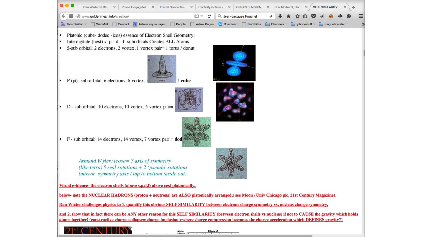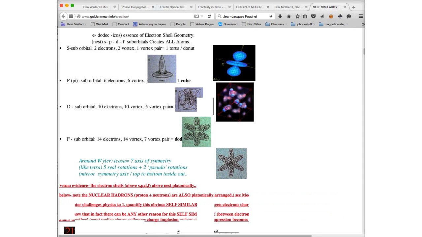And Armand Weiler did a whole bunch of work on that, showing that the tetra 7-axis symmetry with the 2 pseudo-rotations is how the F suborbital works. And we have a whole website about that, 7arrows.net. Anyway, you see the 5-7 pair there, making the 10-14 electrons of D and F suborbitals being icosahedrodeca related. So basically, you could make a good case to say that if you know how platonic solids nest, you've got yourself a model of electrons.